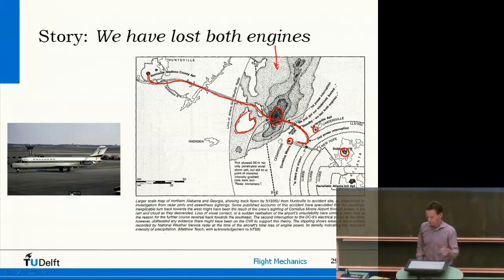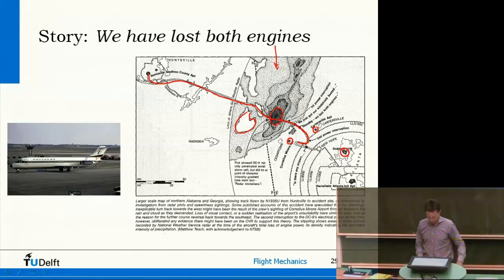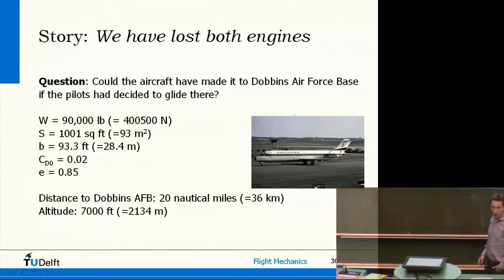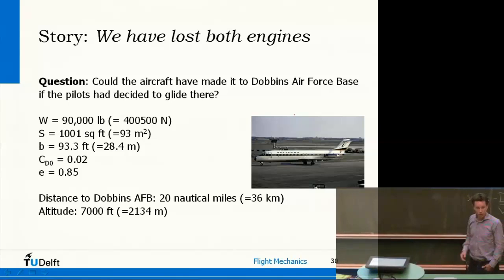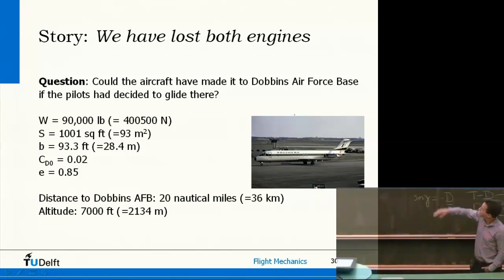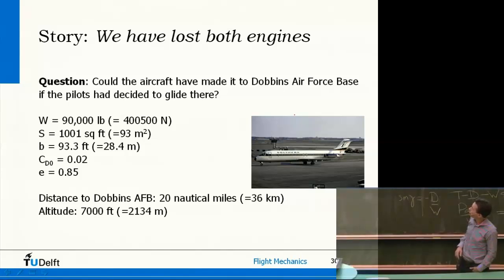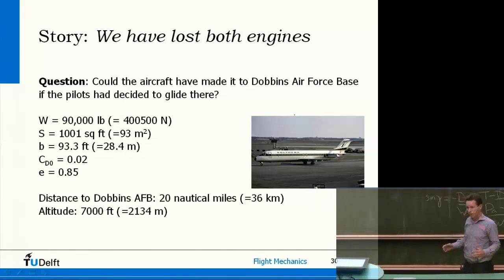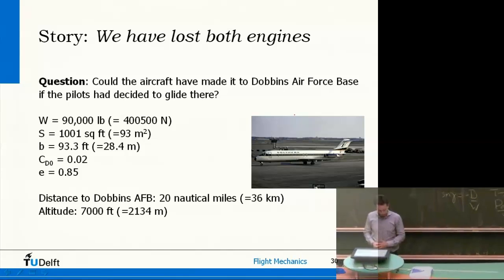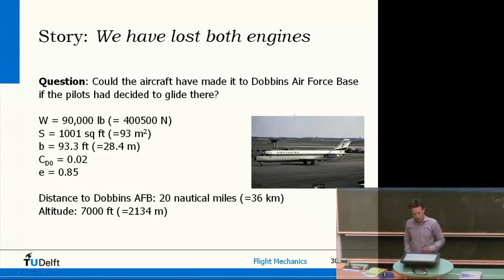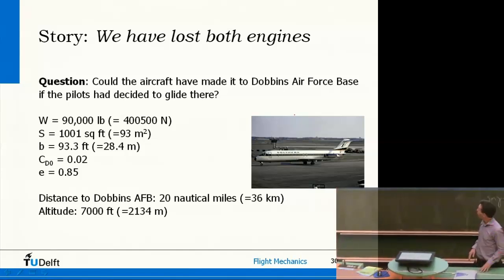But the question really is, what if over here, when they came out of the storm with failed engines, would they have been able to reach this Air Force base? Now this is typically a question I could ask you on an exam. So these examples, they're also relevant for the exam. So just a couple of numbers. Aircraft is 90,000 pounds, 1,000 square foot, a bit of stupid numbers here, but that's the wing surface area. It has a certain zero-lift drag coefficient, and a certain Oswald factor describing how efficient the aircraft actually is. Now, the Air Force Base was 36 kilometers away, and the altitude at which they were flying, because it was a relatively short distance, they were only at 7,000 feet, that's 2 kilometers, or a little bit more, when they actually had the failure.